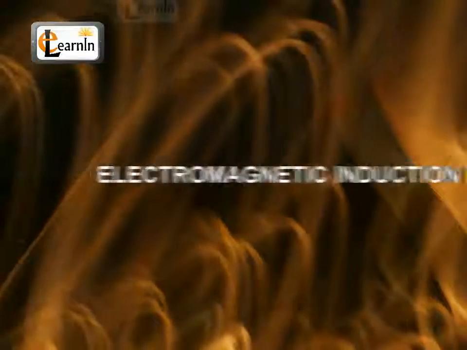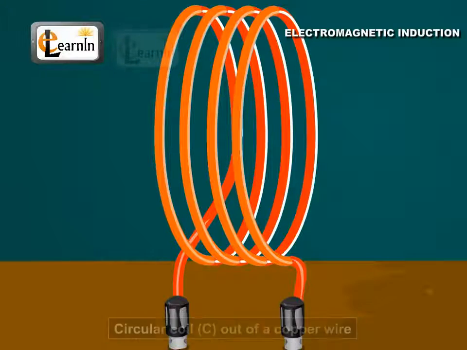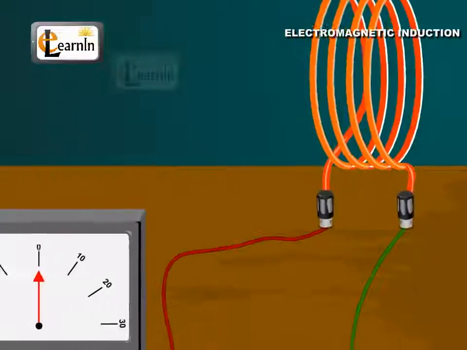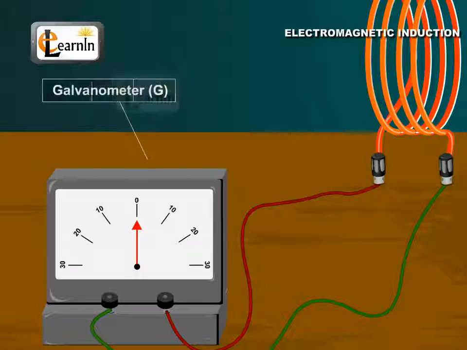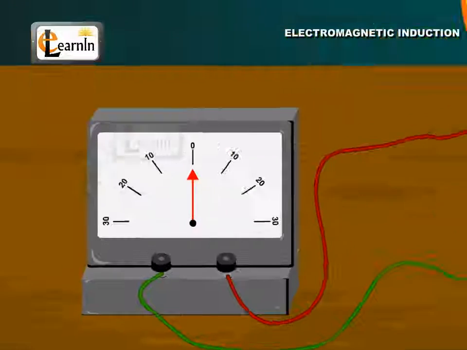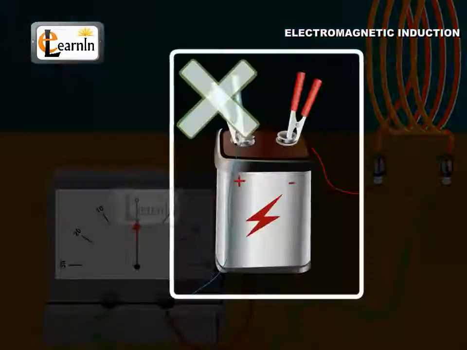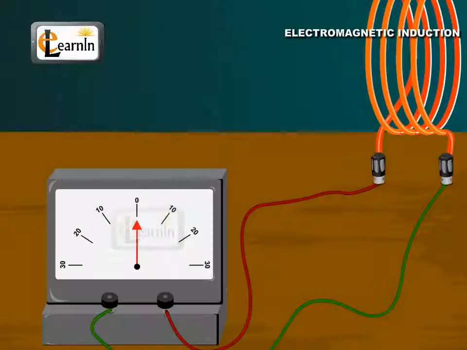Electromagnetic induction. Prepare a circular coil out of copper wire. Connect the two ends of this coil to the two terminals of a sensitive galvanometer with a scale having 0 at the center. This closed circuit is shown in the diagram. Note that this circuit contains no source of electricity and the galvanometer shows 0 reading initially.